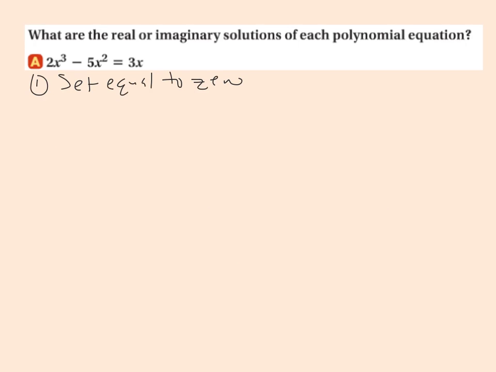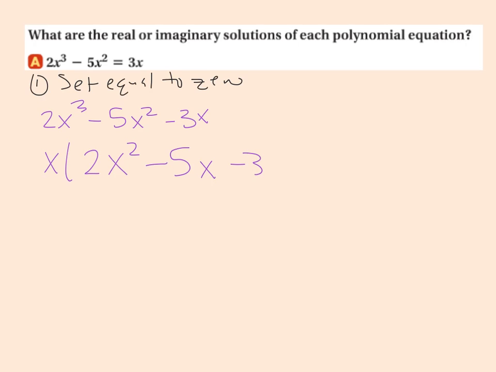The first thing I want to do here is set equal to 0. So I'm going to have 2x cubed minus 5x squared minus 3x, and that is in standard form. So I'm going to factor out, they all have an x in common. So I'm going to take out an x. Be left with 2x squared minus 5x minus 3.